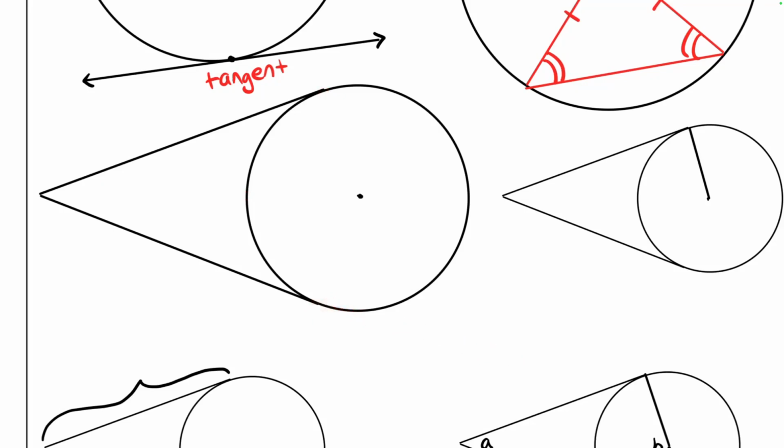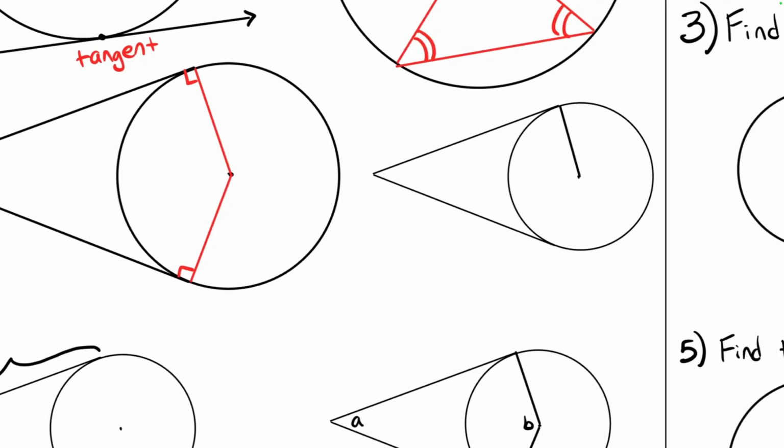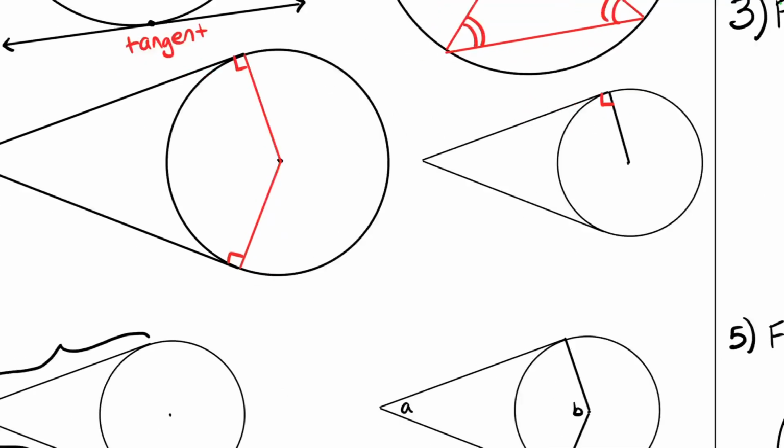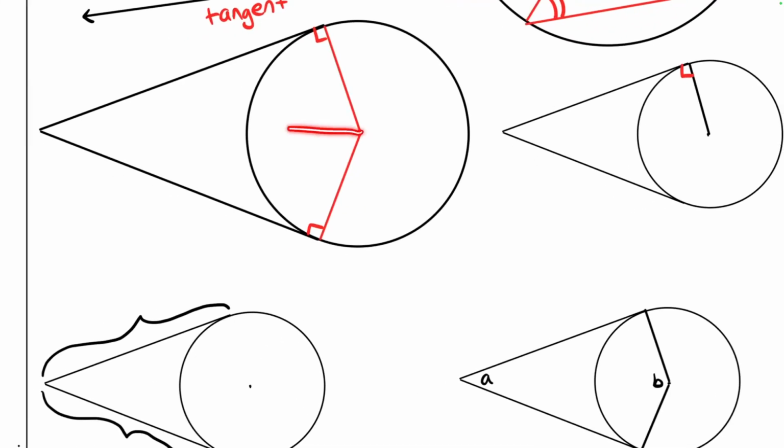So from here, you can do a few interesting things. From the center, I can draw a radius to our point of tangency. If you do that, and this is the new thing that you're about to learn, this angle is 90 degrees. That's one of the 3 things that you need to know that's brand new today. This angle has to be 90 degrees. That's thing 1.